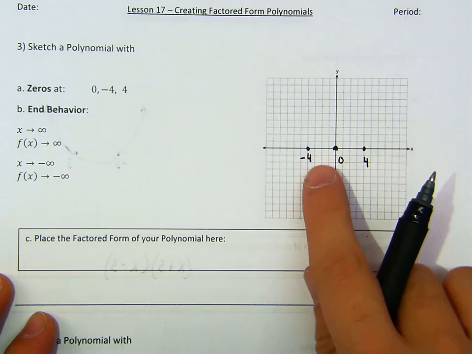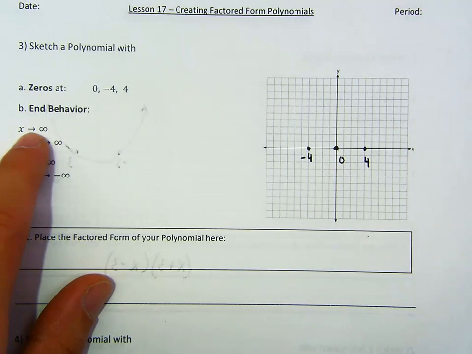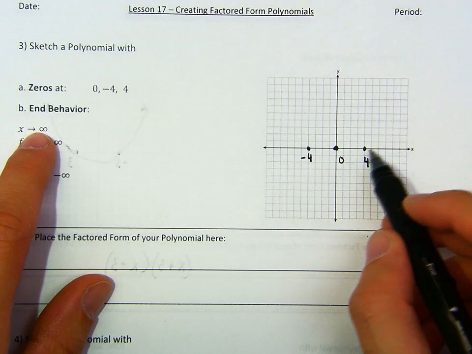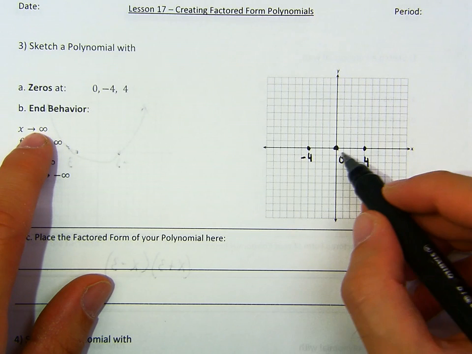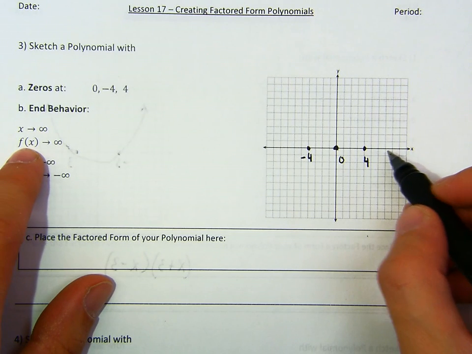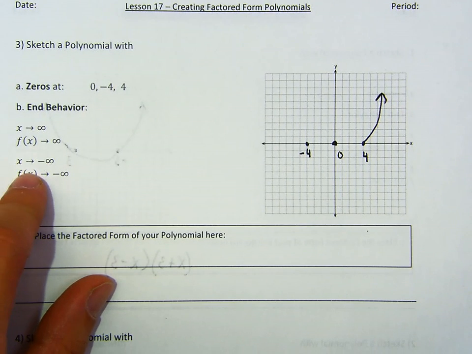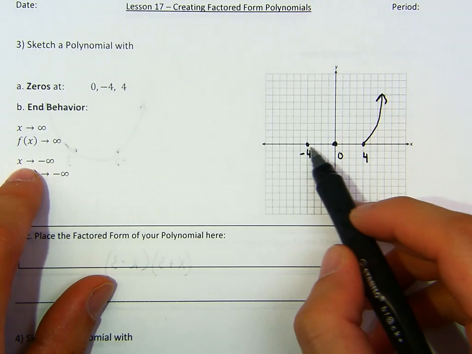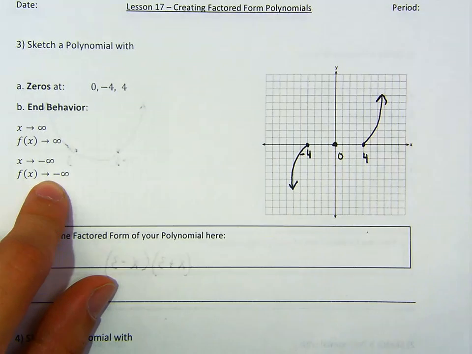Okay, now what do we do? Let's do the end behavior. So the end behavior says what? As x is going to positive infinity, you look at the one farthest to the right. This is going to positive infinity, and f of x is also going to positive infinity. Let's see the next one. As x goes to negative infinity, f of x is going to negative infinity.